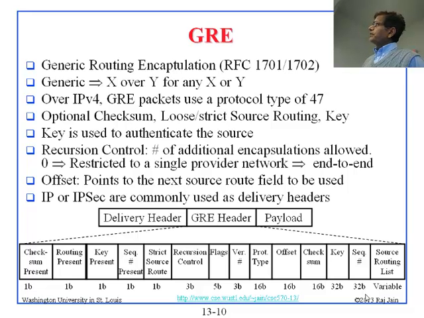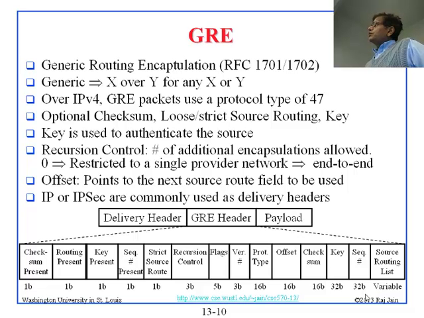Optional checksum, loose or strict source routing, and key. Okay, so let's see. First of all, optional checksum. So there is a checksum field in the GRE header to make sure that there is no error in the header. But this is optional. And the reason it is optional is because most often the delivery headers have their own checksum. So if this is an Ethernet packet, Ethernet will have a CRC. If anything happens wrong here, Ethernet will know it first. So anyway, checksum is optional.